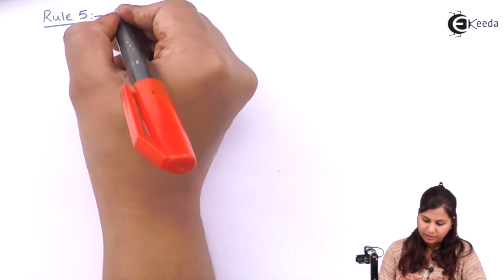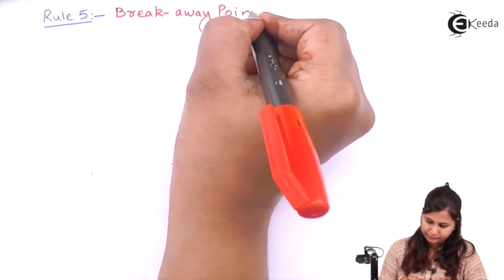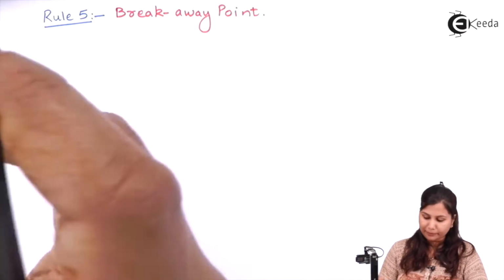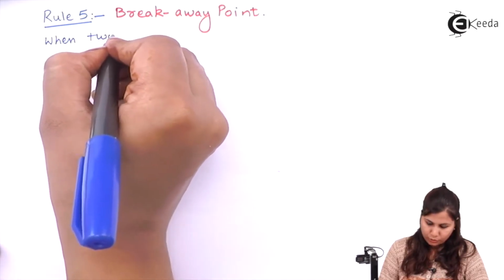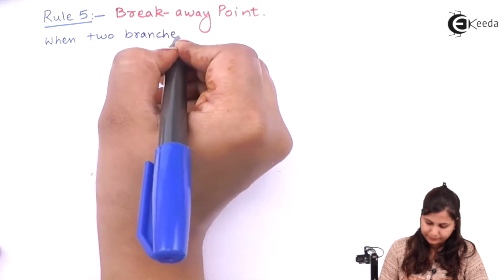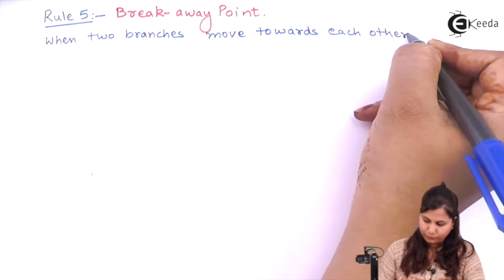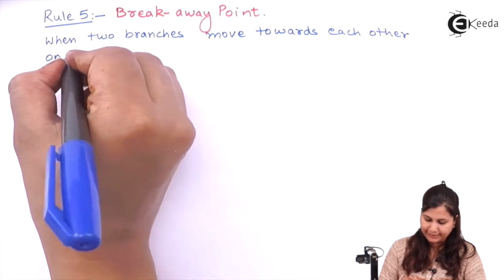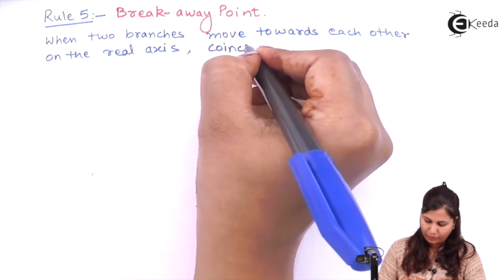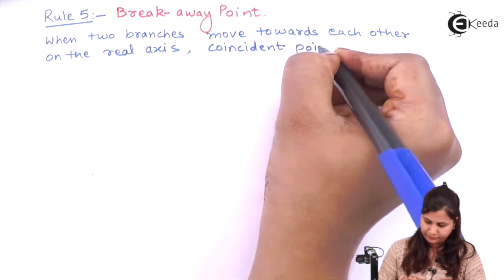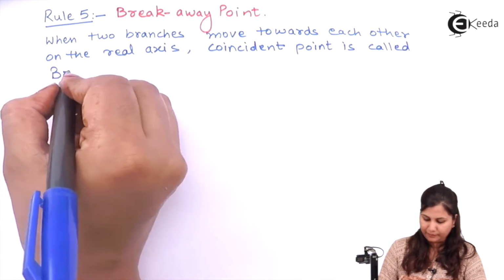So fifth is our breakaway point. And what is a breakaway point? When two branches move towards each other on the real axis, the coincident point is called the breakaway point.